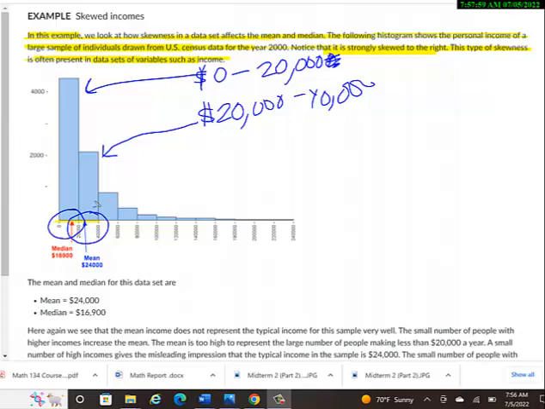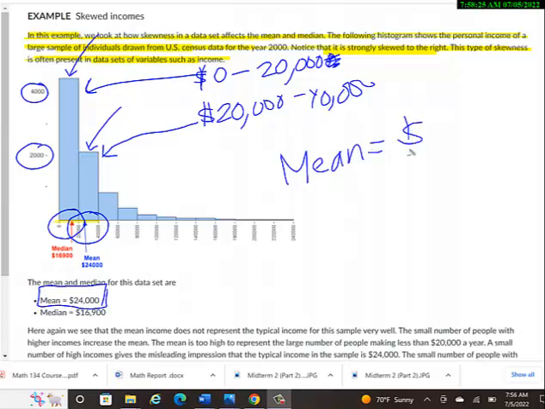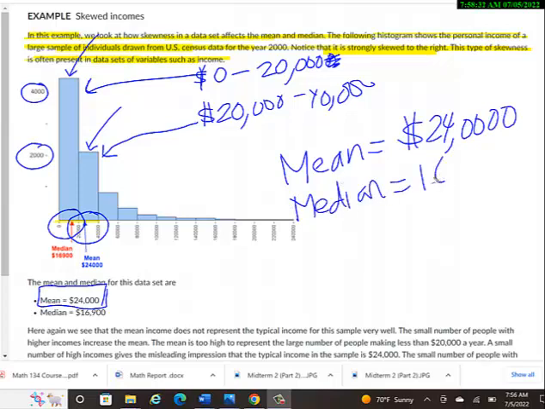And then someone took all these values. There were over 4,000 people that declared that their income was between 0 and 20,000. There were a little over 2,000 people that declared their income between 20,000 and 40,000. So someone took all these values for all these bars and found the mean and the median. So here they have the values down here. The mean is 24,000. Okay, and then the median was 16,900.